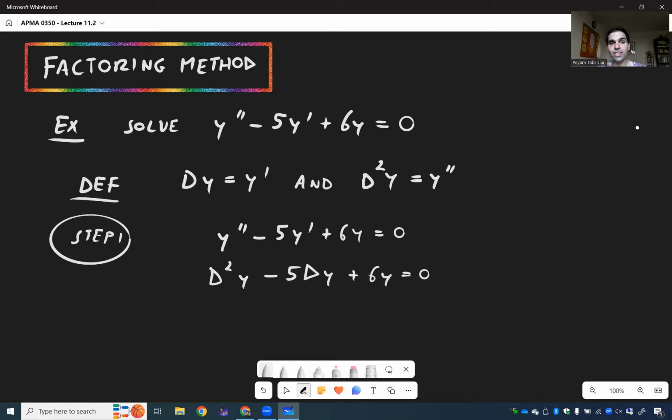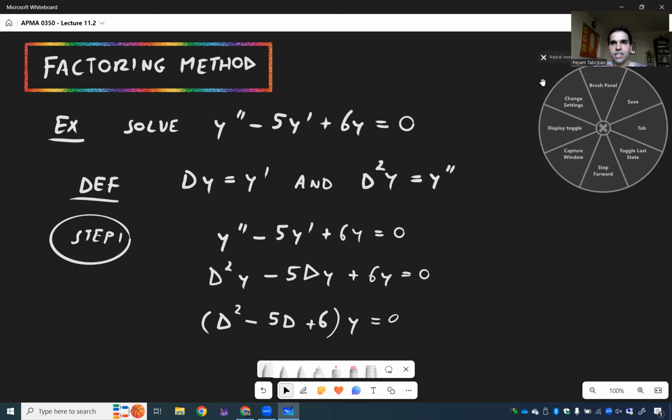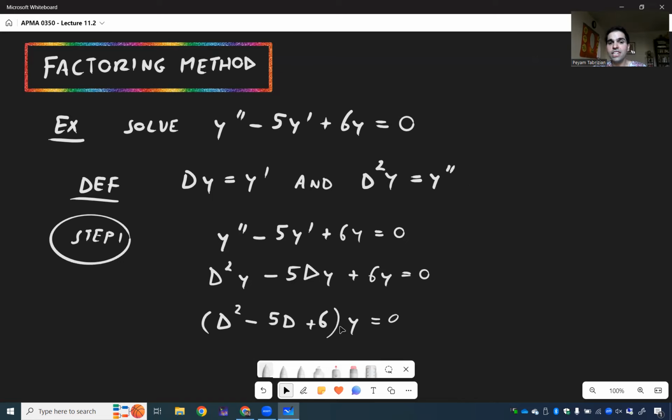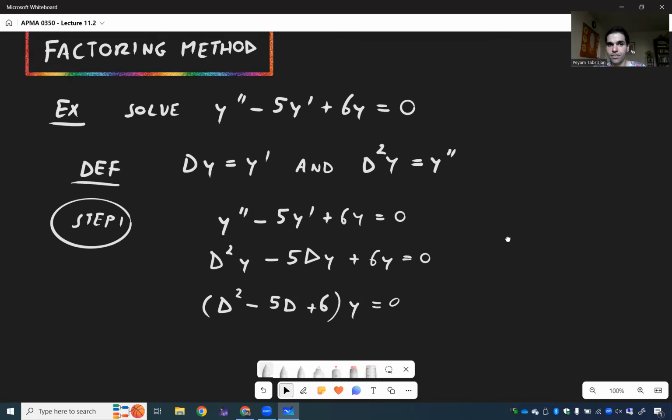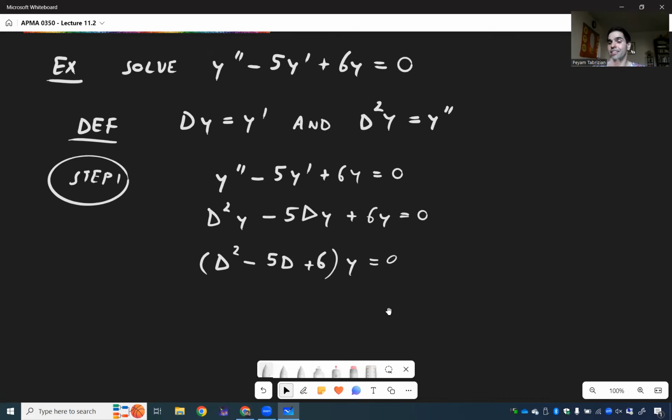And the cool thing is you can actually factor out y from this equation. So d squared minus 5d plus 6 applied to y equals 0. And in fact, it makes sense because what is this differential equation? It's differentiate y twice, subtract 5 times the derivative, and add 6 times itself. And yes, I should add the identity operator, but that's okay.